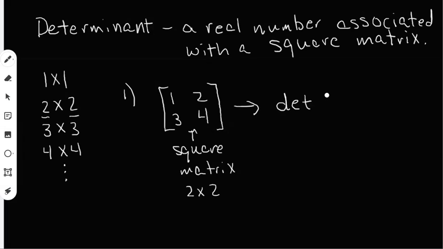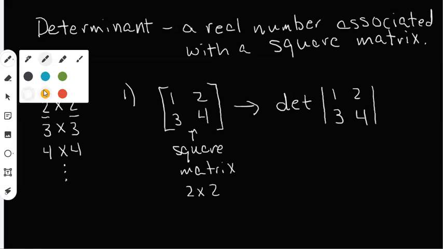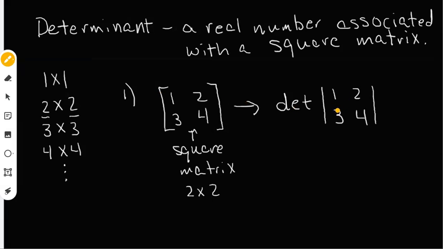So when I do the determinant, I'm going to write DET and use parallel lines. Then I'm going to put every single entry from the first matrix into this determinant, so I keep the numbers the same. Now I'm going to multiply the diagonals together. The first diagonal goes from the top left to the bottom right. It's going to scoop up 1 and 4, and this is called the main diagonal. I want to multiply those numbers together, so we're going to do 1 times 4.